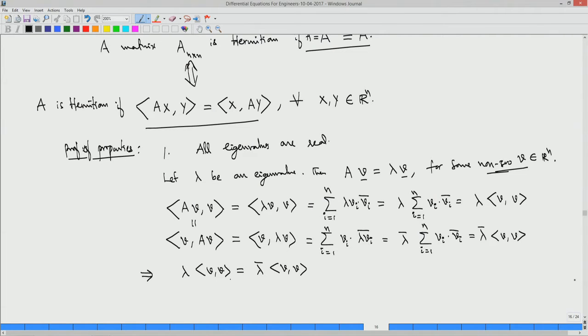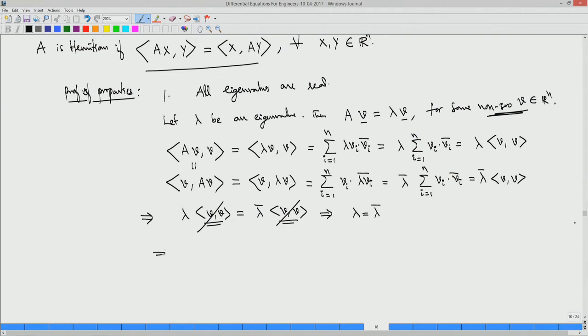You know that V is non-zero, so this dot product is a non-zero quantity. Because it is a non-zero quantity, we can cancel it, and that will give me lambda equal to lambda bar, which means lambda is real. So if you take any eigenvalue of a Hermitian matrix, then the eigenvalue has to be real.